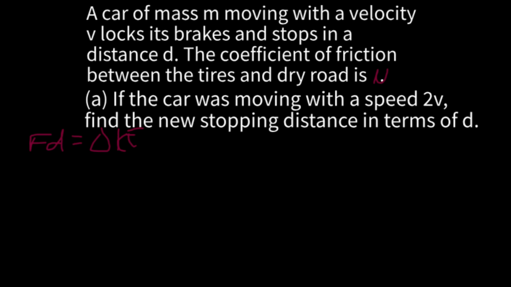So the force that we're dealing with that causes this change in kinetic energy is the force of friction, and that is decreasing our kinetic energy, so it's a negative value. Force of friction will be mu times the normal force, mg, times our stopping distance, and our change in kinetic energy is our final kinetic energy 0 minus our initial of 1/2 mv squared.